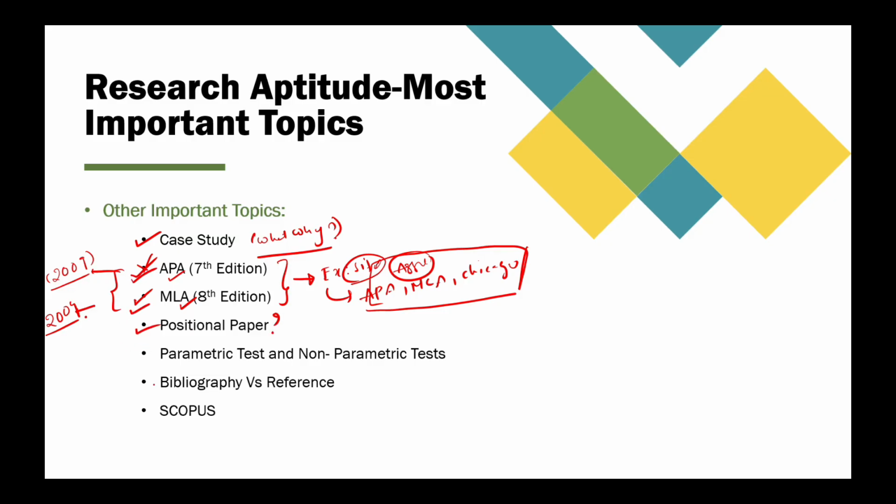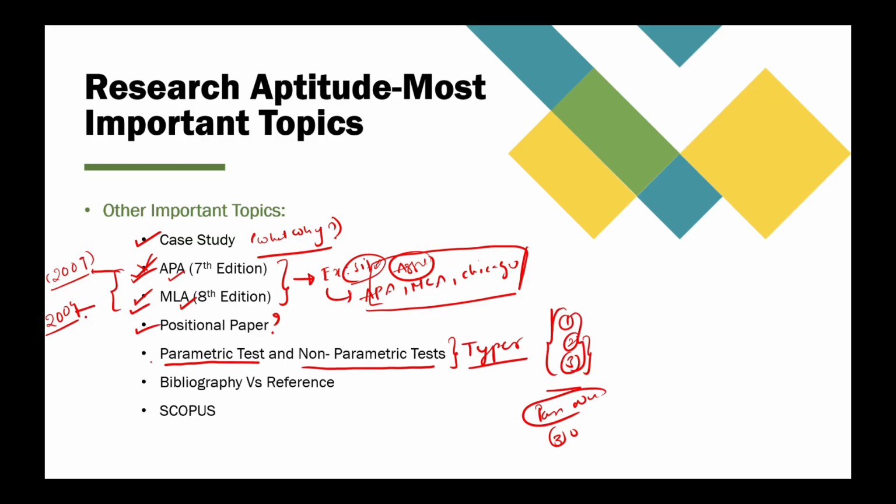And what is a positional paper? It is very important. And there are two types of tests: parametric test and non-parametric test. They give some types from these two tests, one or two or three, and ask whether they are parametric or non-parametric or something else, or they ask you to identify the parametric and non-parametric tests from a list. So these are very important, especially the parametric test types.